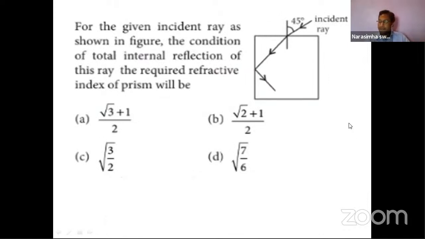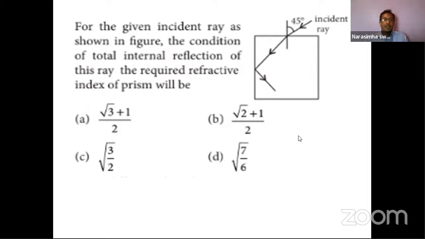Yes, for the given incident ray shown in the figure, right? The incident ray is incident on the interface with an angle of 45 degrees with the normal. Observe the diagram. Here the light ray is incident on the interface with an angle of 45 degrees.